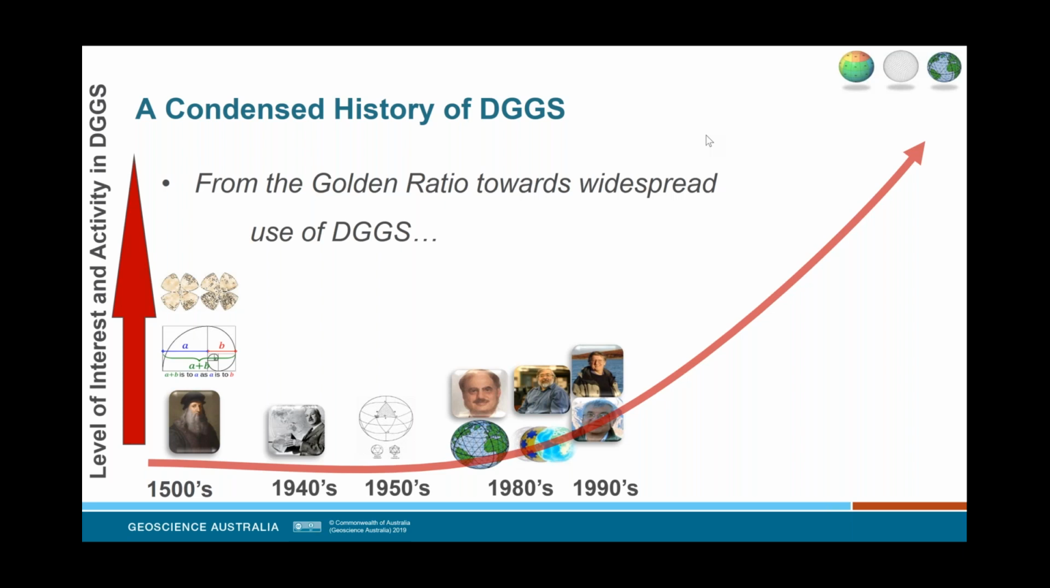And it really wasn't until the 1980s and 90s that we started to see the glimpses of the compute power that was required to truly leverage something like a DGGS. And it was in that period that the term discrete global grid system was actually formally coined.